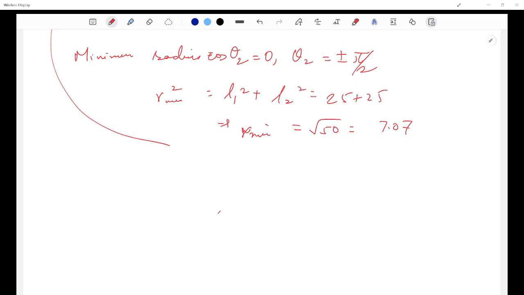Okay. I think this is okay. So basically, what we get is the same workspace that we defined analytically. Okay, let's move to the next question.